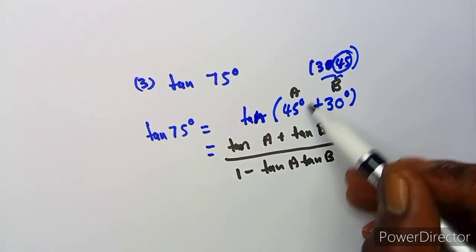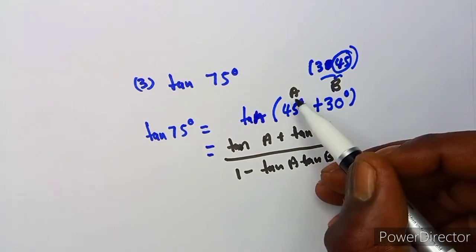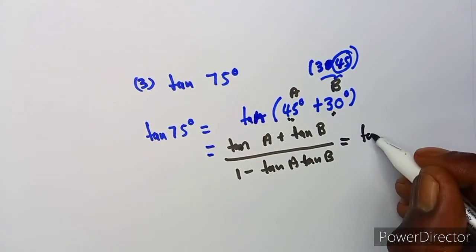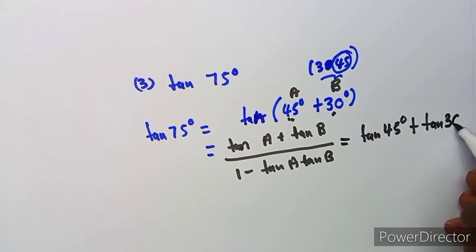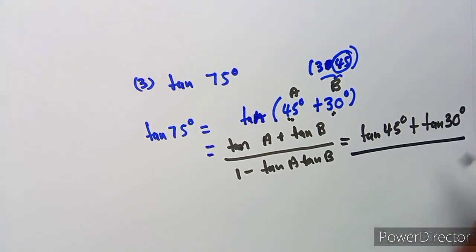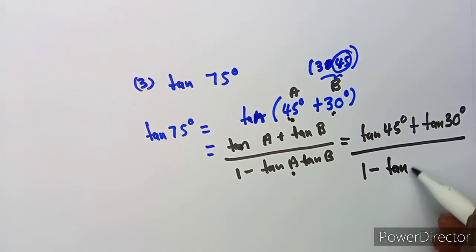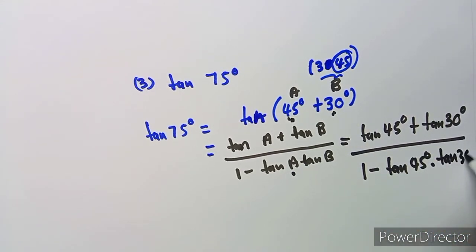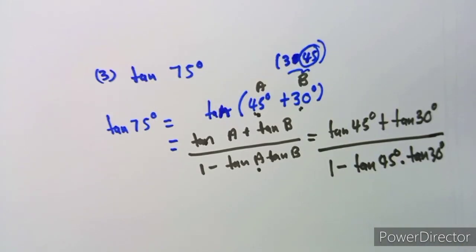So take note, if it is a plus, guys, you add the tan and the tan on top, and down you subtract. So this is your A, this is your B. It simply means this is going to be tan 45 plus tan 30. That is what it means. Everything over 1 minus tan A, which is tan 45, times tan 30, which is your tan B. So here you multiply. You have to multiply your values, and from there you can simplify as much as you can.